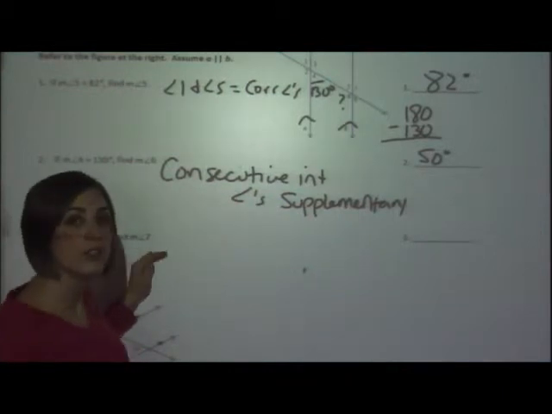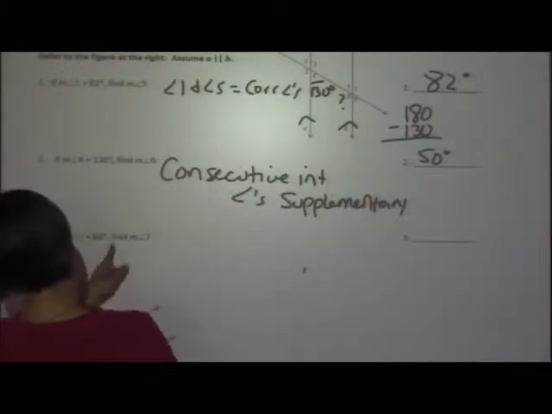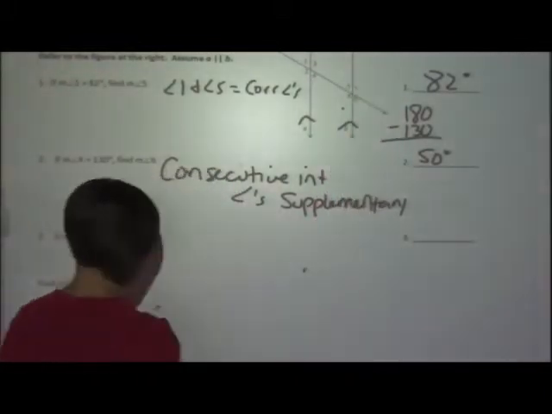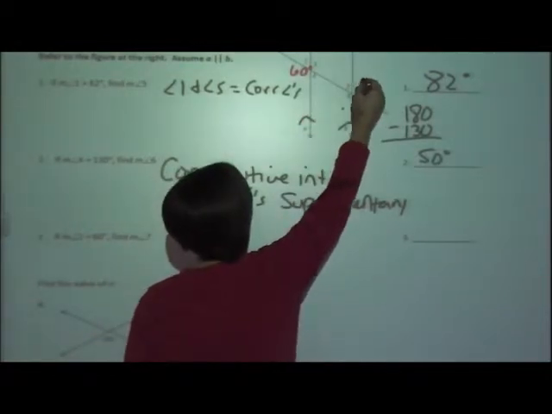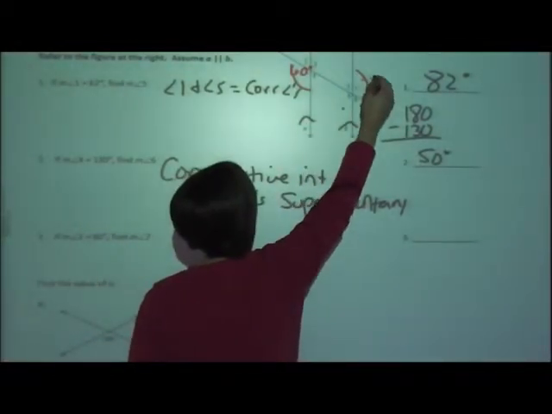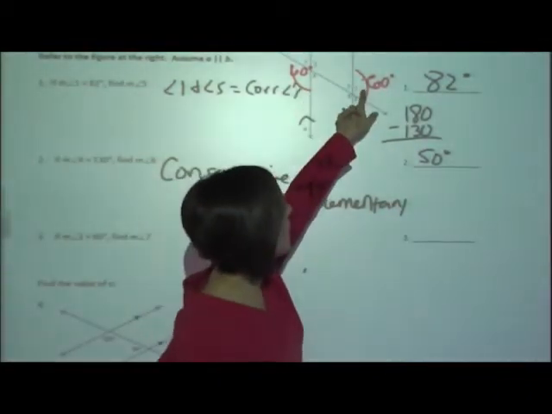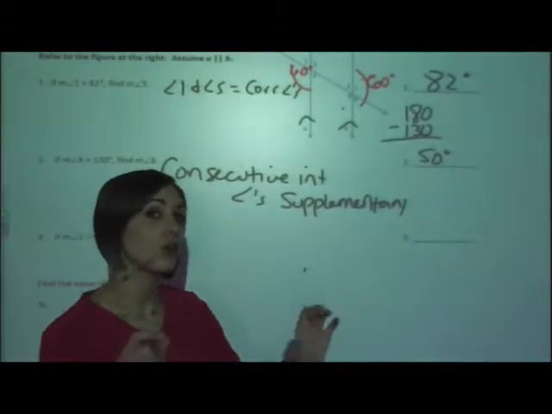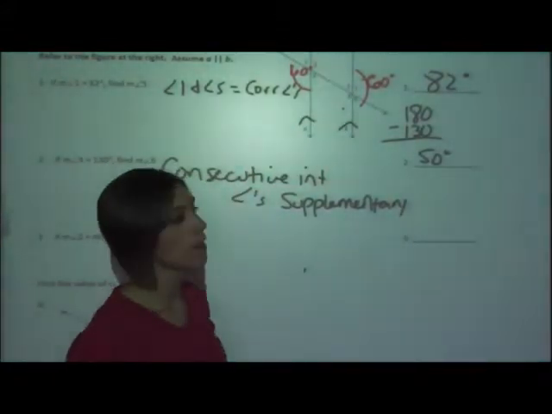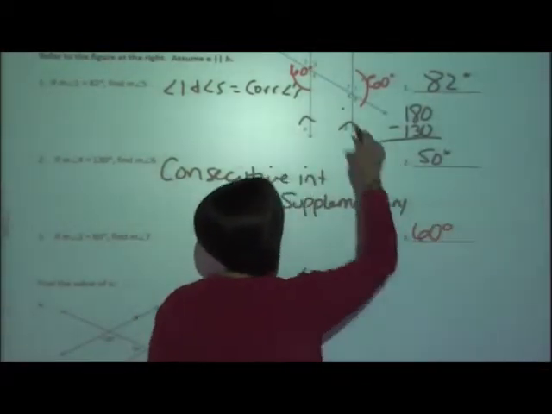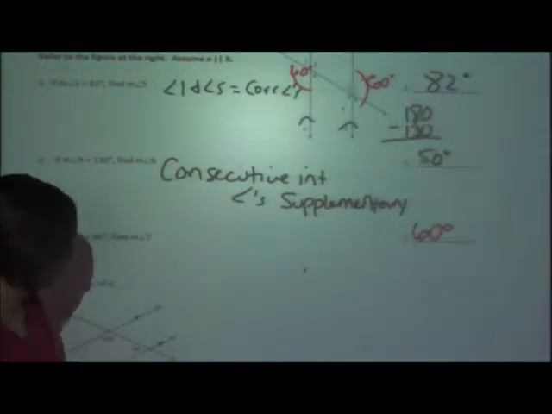I don't have this on your notes. You guys can just write it to the side if you'd like. But it says the measure of angle 2 is 60. So let's find the measure of angle 7. Well, 2 and 7 are alternate exterior angles. And alternate exterior angles are going to be congruent when the lines that form them are parallel. So if angle 2 is 60, then angle 7 is also 60.